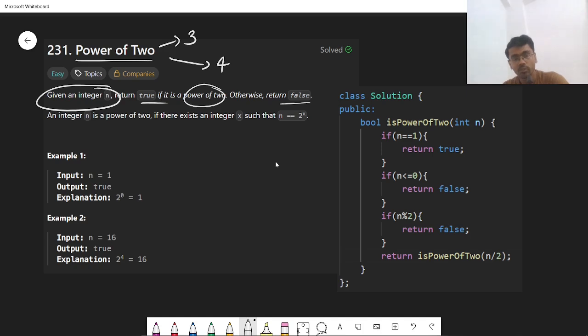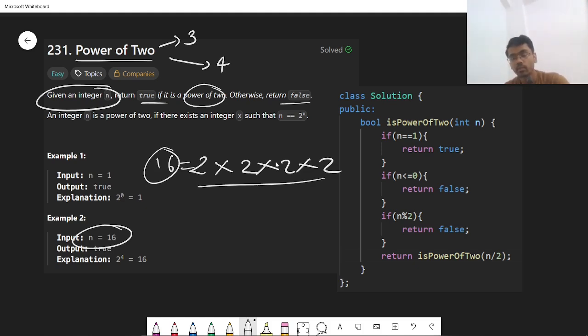So the problem is straightforward, just return true or false based on whether the given integer n is a power of 2 or not. Let us take this example and understand how we can decide whether it is a power of 2 or not. First we will write the number 16 in terms of 2. It will look something like this: 2 cross 2 cross 2 cross 2. Now recursively we keep on dividing this number by 2.